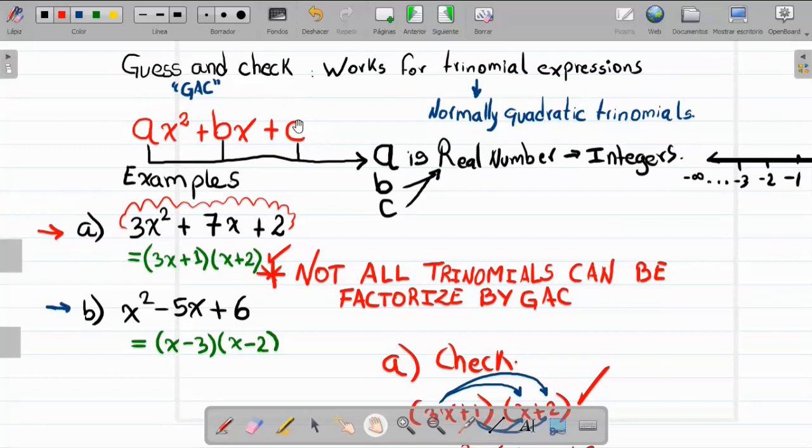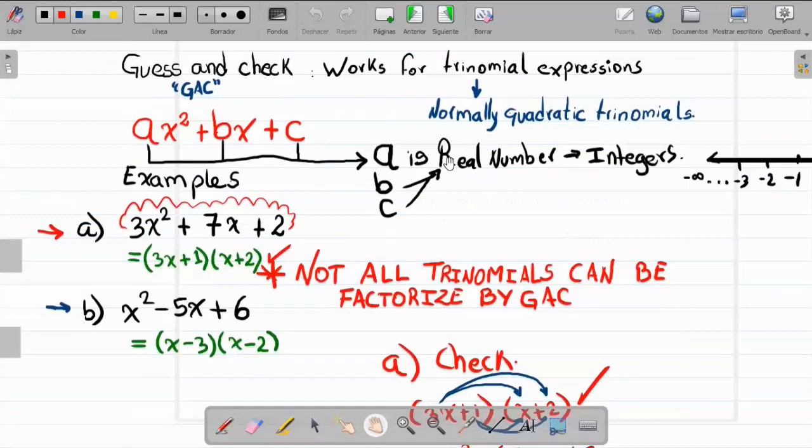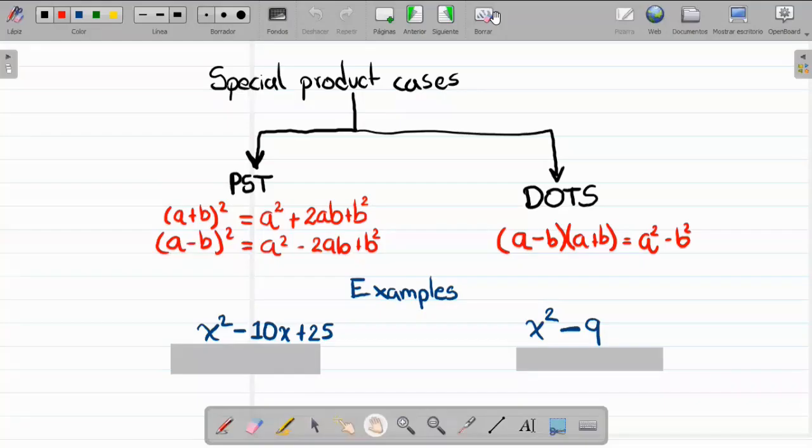Okay, it's missing one more, because at the beginning I told you that we will study the trinomials factorization, which in this case fits in the guess and check. But now we will see the special products. How is the procedure with the special products? Okay, and here is our next method, which is related with the special product cases. If you don't remember what the special product cases are, I have a little review for you right now with those ideas. So the PST.